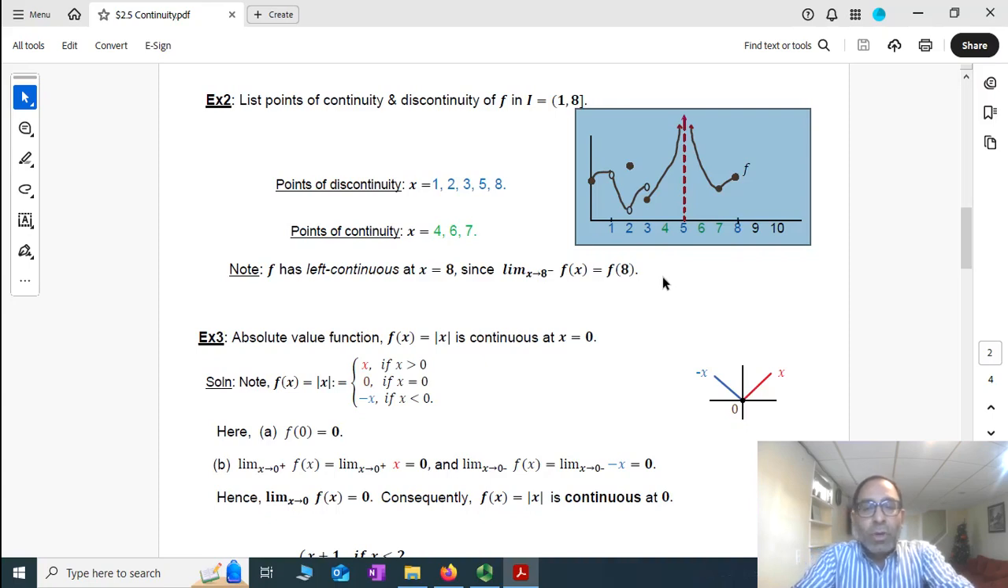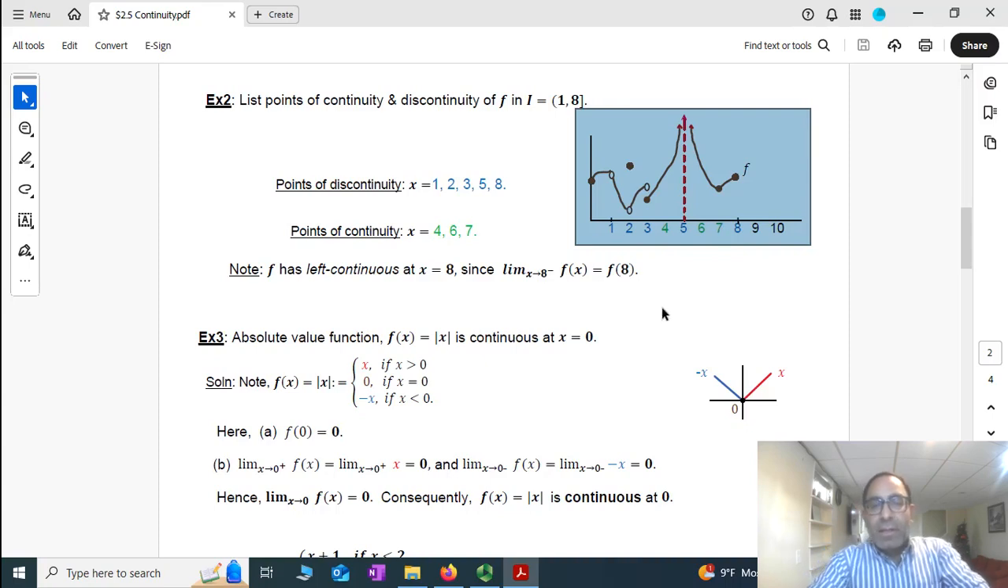So the answers: points of discontinuity are at x equals 1, where we have a hole in the graph. At 2, we have a hole again in the graph. And at 3, we have a jump discontinuity. At 5, we have an infinite discontinuity. And at 8, the function is only left continuous, so this is also a discontinuity. And the points of continuity are at 4, at 6, and at 7.